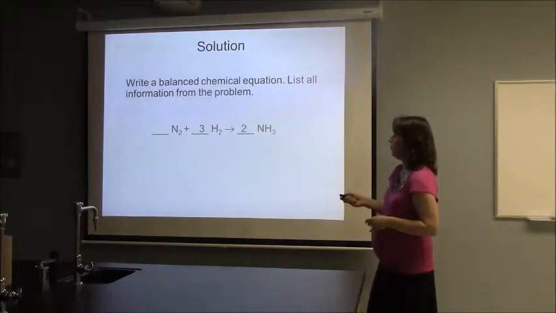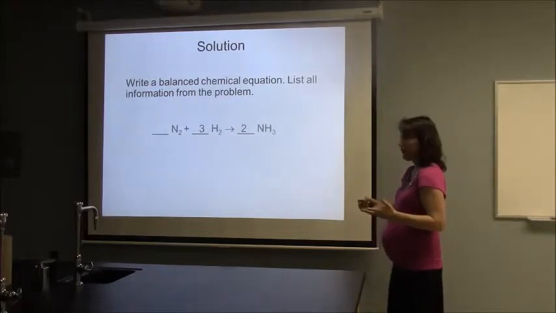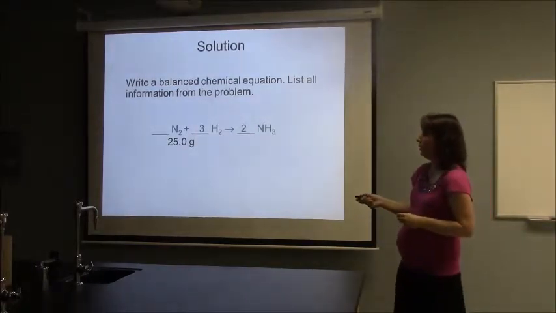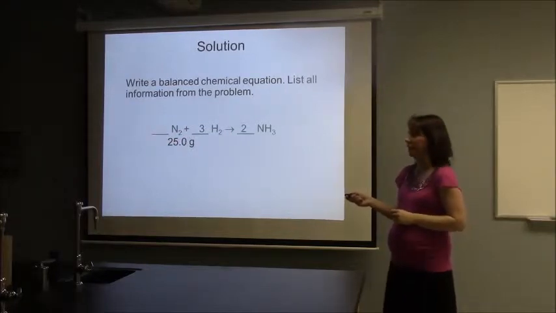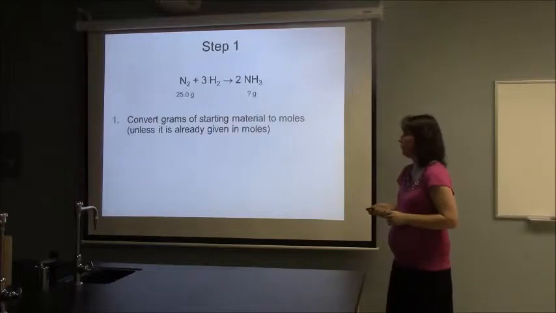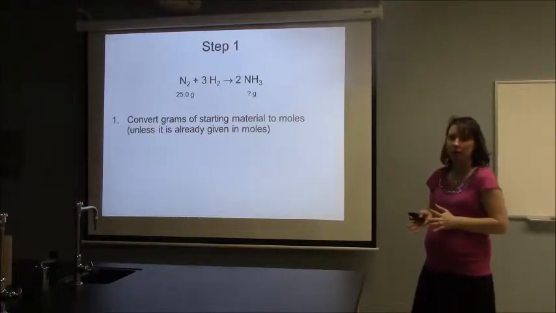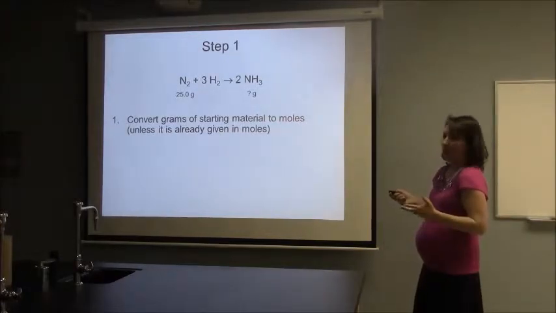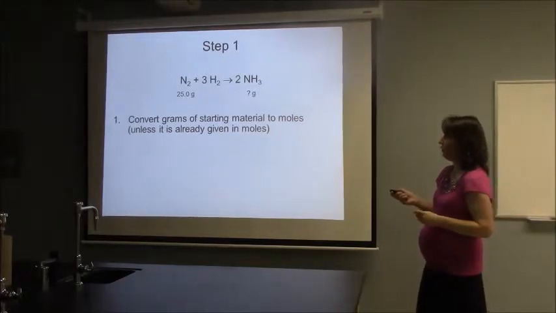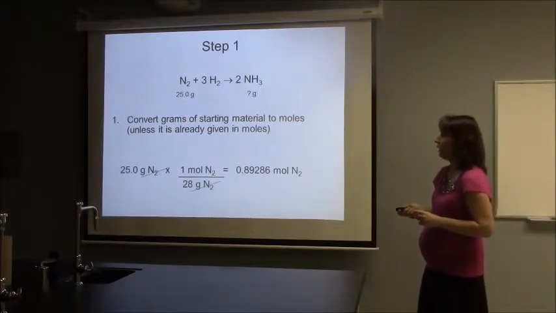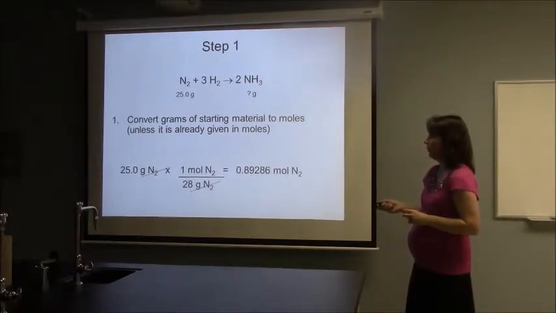We need a coefficient of 3 and a coefficient of 2. Now our equation is balanced, and we want to list what we know. We know that we've got 25 grams of nitrogen gas, and we're looking for the amount of ammonia that we can produce. So the first thing we're going to do is convert our starting material into moles. Unfortunately, it wasn't given to us in moles, so that means we need to take the mass of nitrogen that we were given and convert it into moles using the molar mass.